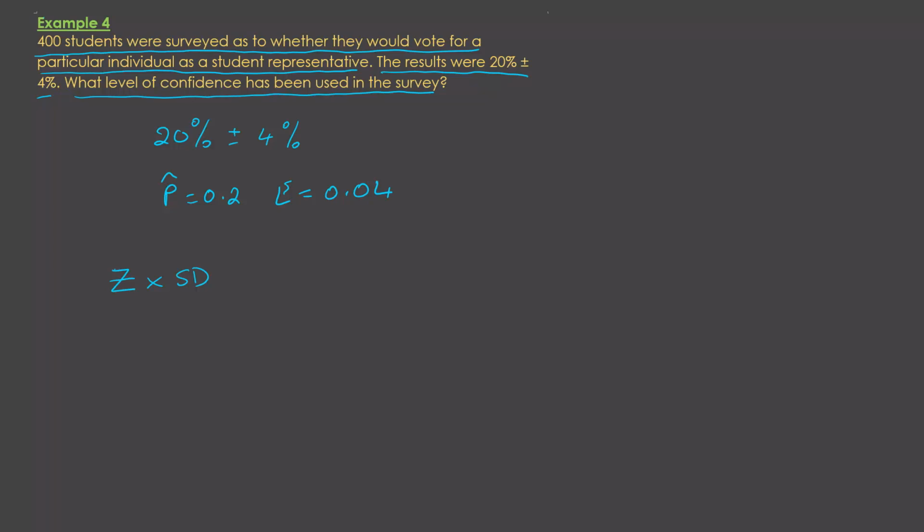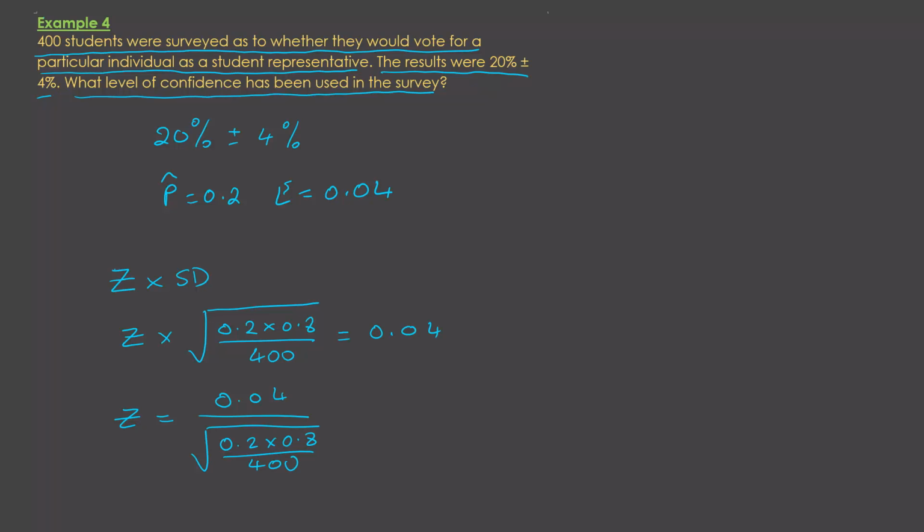So Z multiplied by the square root of 0.2 times 0.8 divided by 400 is equal to 0.04. So Z, you could just solve this, or you could do 0.04 divided by the square root of 0.2 times 0.8 over 400. So let's calculate that.